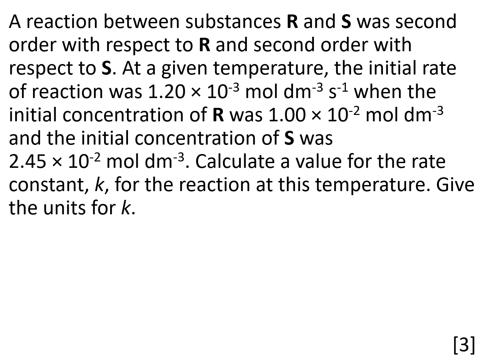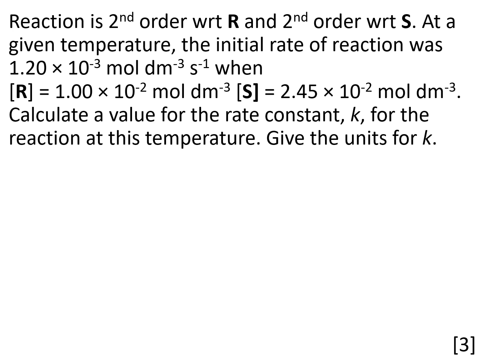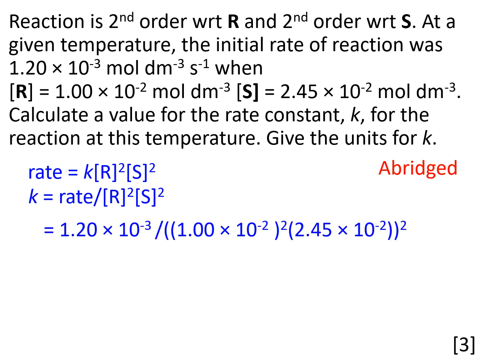Okay, welcome back. So I've just abridged the question there. We know that rate is equal to the rate constant K multiplied by the concentration of R raised to the order with respect to R multiplied by the concentration of S raised to the power of the order of reaction with respect to S. So we simply need to rearrange this to make K the subject and put in the data which is given to us in the question. Once we do that, we get a value for what K is.